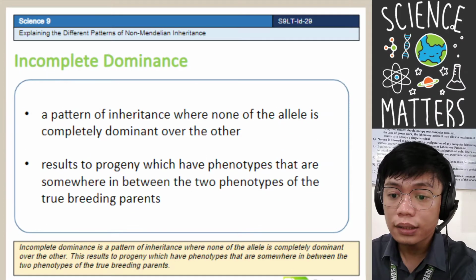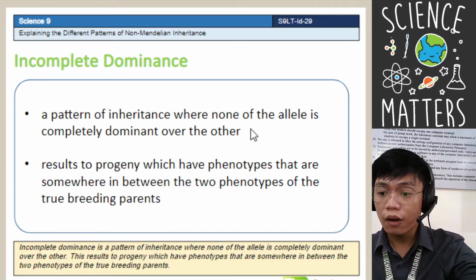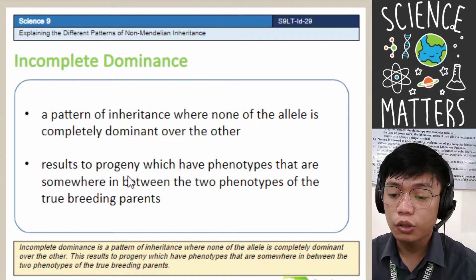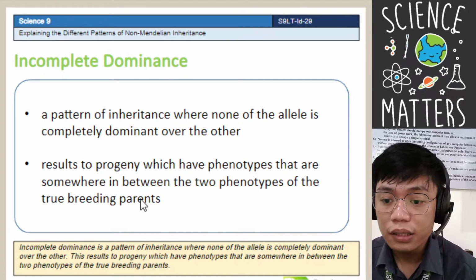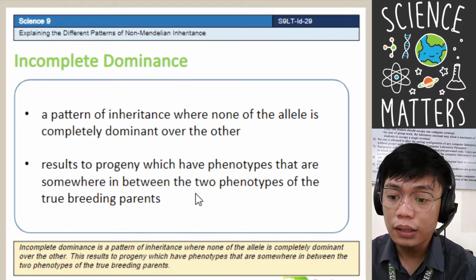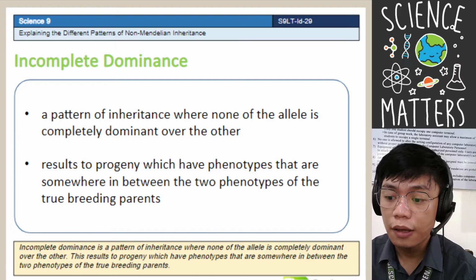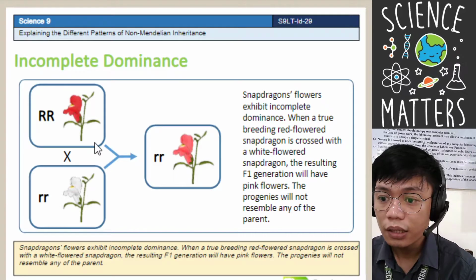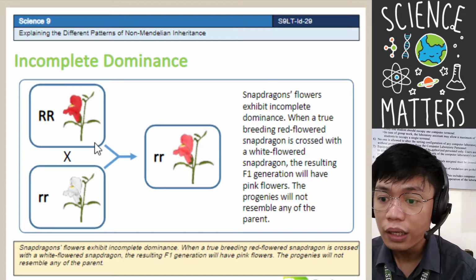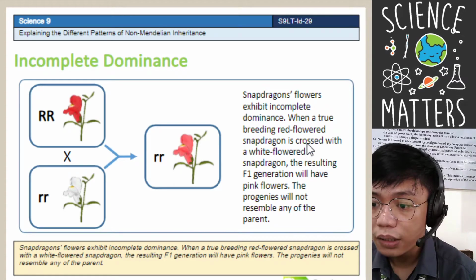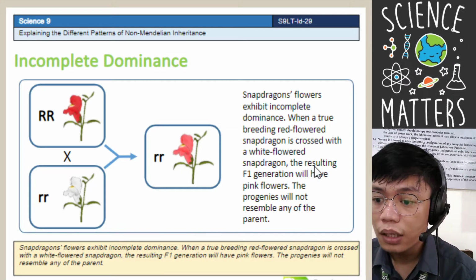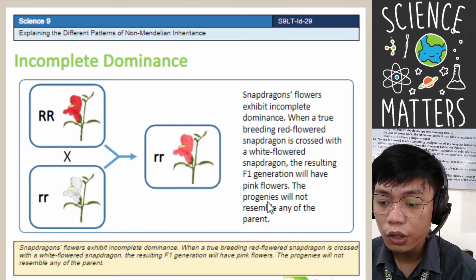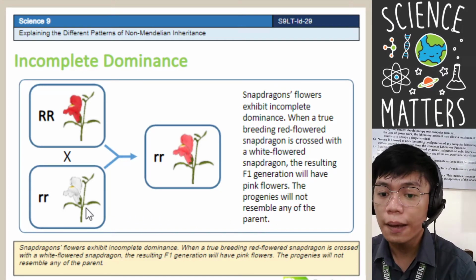Okay? Next, a pattern of inheritance where none of the alleles is completely dominant over the other. The result is progeny which have phenotypes that are somewhere in between the two phenotypes of the true breeding parents. So, like for example here, the snapdragon's flower exhibits incomplete dominance. When a true breeding red flower snapdragon is crossed with the white flower snapdragon, the result of the F1 generation will be a pink flower. The progenies will not resemble any of the parents.